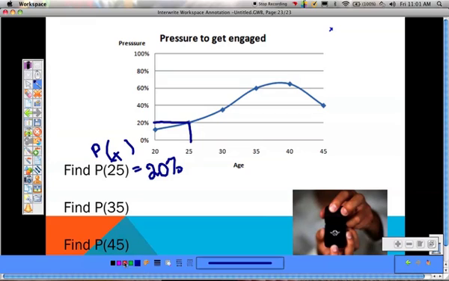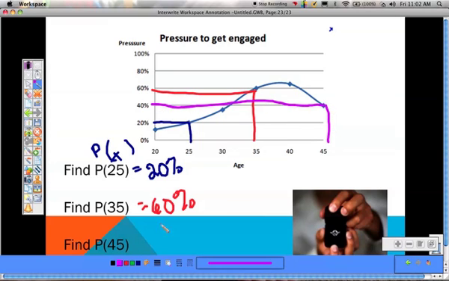What about p of 35? Okay, so go to 35, go up, go across, 60%. P of 45, so find 45. Pressure at 45 looks like 40%.